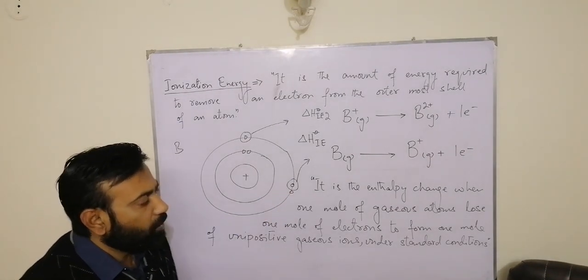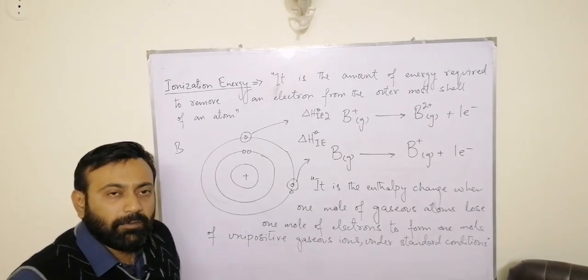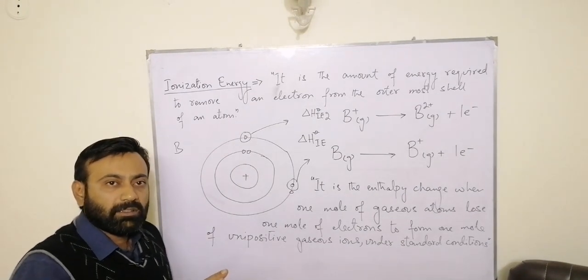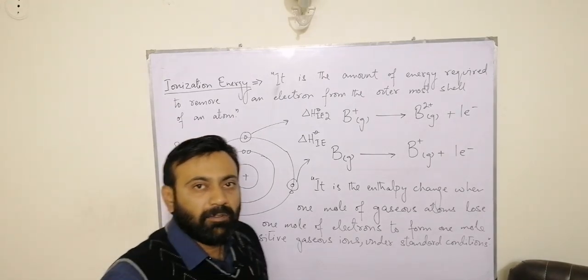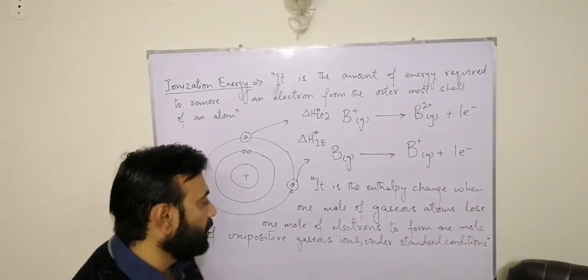Similarly, if we are talking about the third ionization energy, we'll start from B2+ gas and we'll end up with B3+ gas, with a loss of 1 mole of electrons.